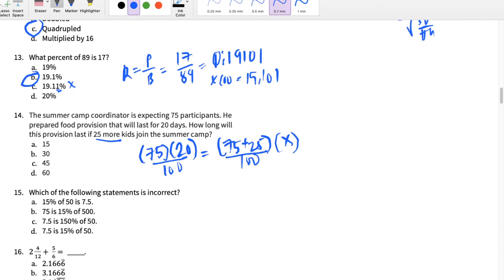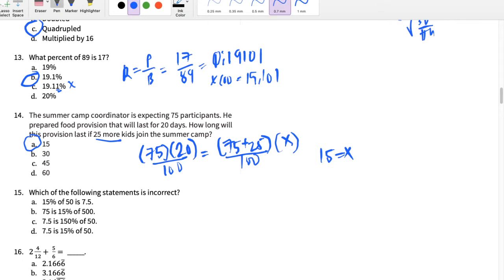Here, we will get x is equal to 15, which is letter A. Okay guys, I assume you have already learned how to manipulate problems like these. So, number 14 is letter E. Number 15, which of the following statements is incorrect? Okay, so as you can notice, the values are quite similar.